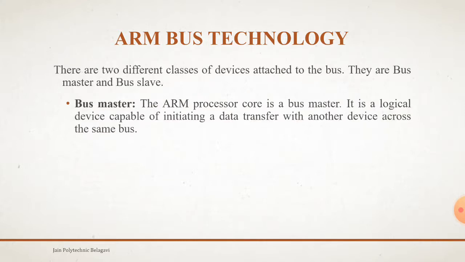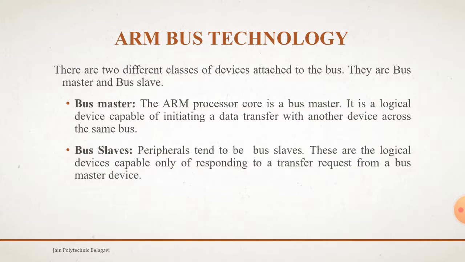First we will see what is bus master. The ARM processor core is a bus master. It is a logical device capable of initiating a data transfer with another device across the same bus. Bus slave. Peripherals tend to be bus slaves. These are logical devices capable only of responding to a transfer request from a bus master device.